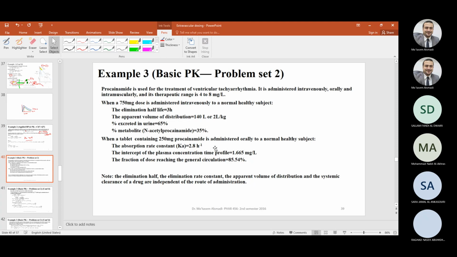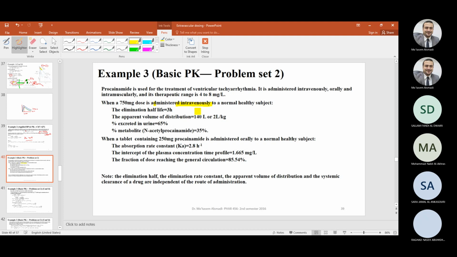Now, all of this is after we gave the drug as what? IV bolus, right? Correct. This is after giving the drug intravenously. They gave us the values of the half-life, the VD, and the FE and the FM, right? And these values are disposition parameters, right? All of these four values, they are disposition parameters.